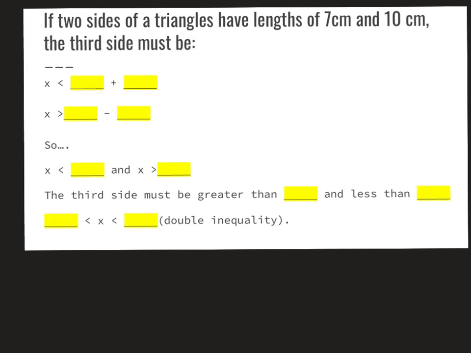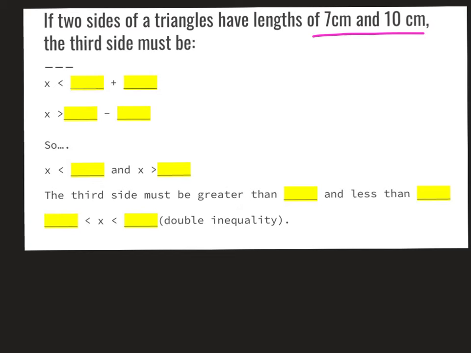Taking that one step further, it says if 2 sides of a triangle have lengths 7 centimeters and 10 centimeters, what could the third side be? We're going to use our 7 and our 10 to help us figure out the range of numbers that our third side length could be, because there isn't just one number. If I have a triangle with one side 7 and one side 10, that third side could actually be a range of numbers, and we're going to figure out what that range is.